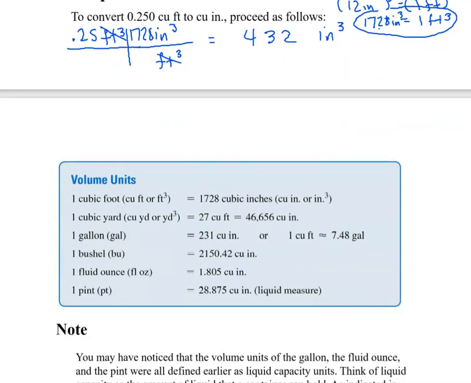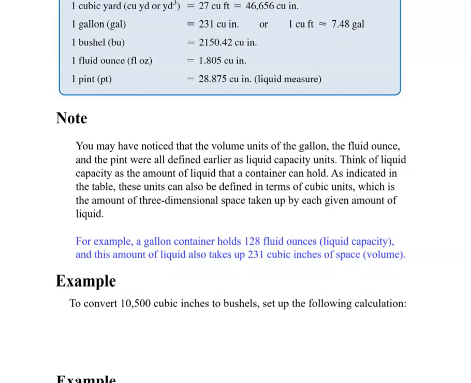Okay, we're looking at our volume units here. It says, you may have noticed that the volume units of a gallon, the fluid ounce, and the pint were all defined earlier as liquid capacity units. Think of liquid capacity as the amount of liquid that a container can hold, as indicated in the table. These units can also be defined in terms of cubic inches, which is the amount of three-dimensional space taken up by each given amount of liquid.